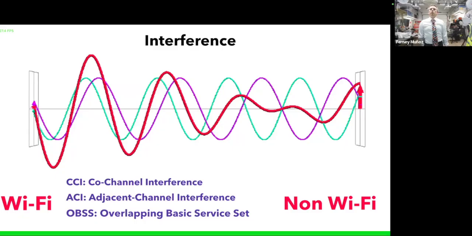Okay? That's why more APs is more Wi-Fi. Now, more APs may mean more interference. You're going to have APs in the same channel. They're going to cause interference to each other. This is what's going to happen.